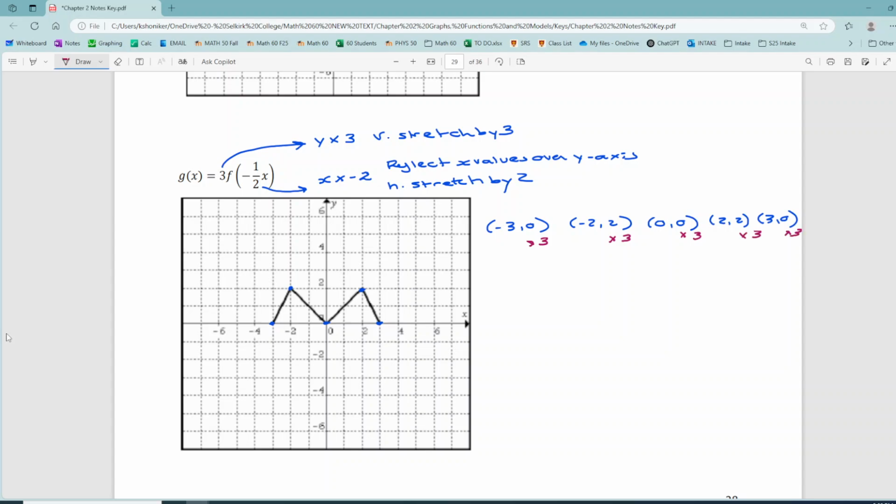I do things a little differently every time, right? Just so you guys know, that's totally normal and it's great. And then all of my x values I'm going to multiply by negative 2.